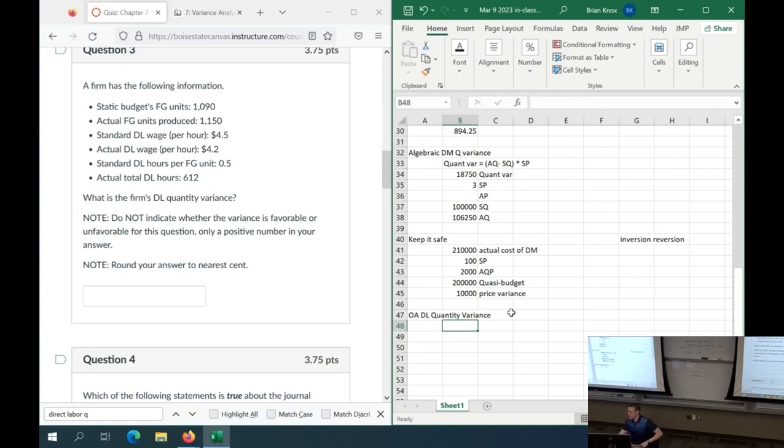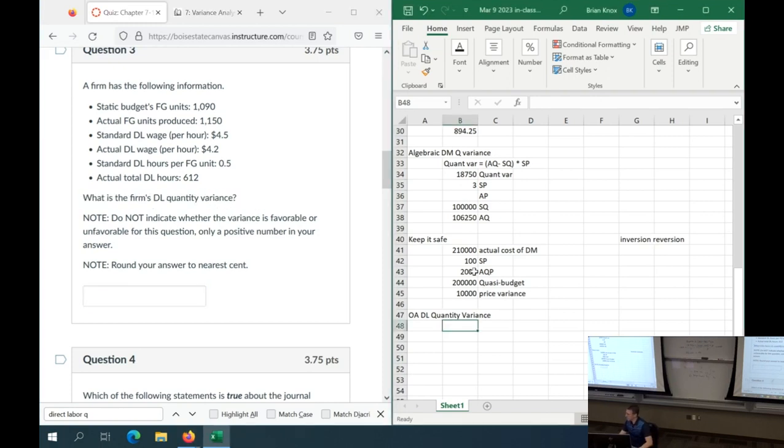All right. Assuming this note is correct, it'll be an unfavorable variance because it'll be positive when we complete the calculation. I don't want you to try to type in favorable or unfavorable. I just want a number. So I forced it to be positive, which means unfavorable. So what is the firm's direct labor quantity variance?